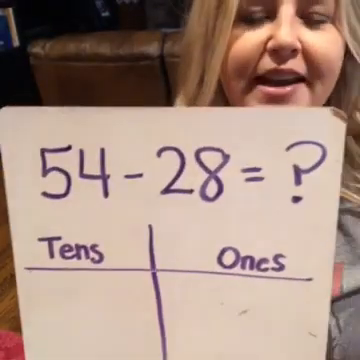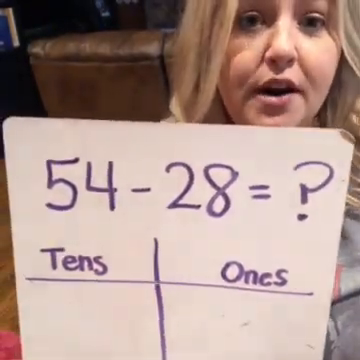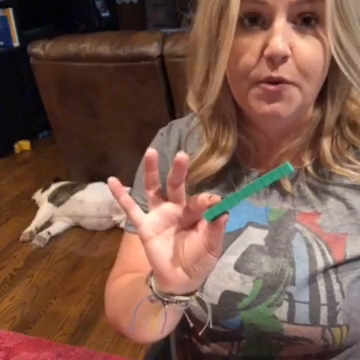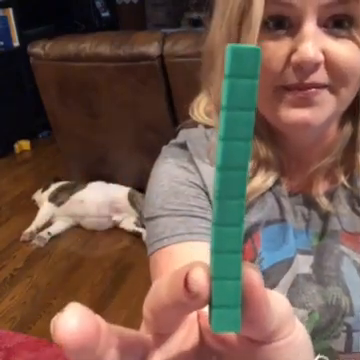Okay, so place value blocks. I also really like to do that one. So I've gone ahead and I've written down 54 minus 28. Okay, so I actually do have some place value blocks here. Do you remember what this guy is? A 10, right. What about this guy?